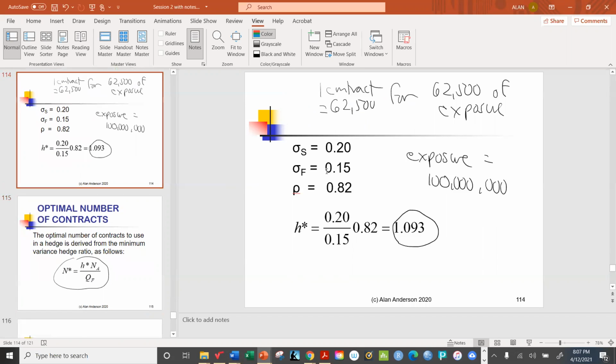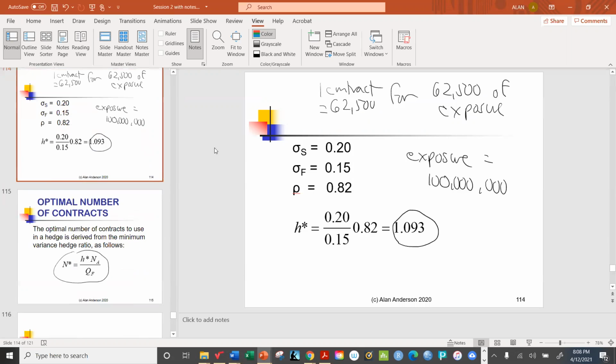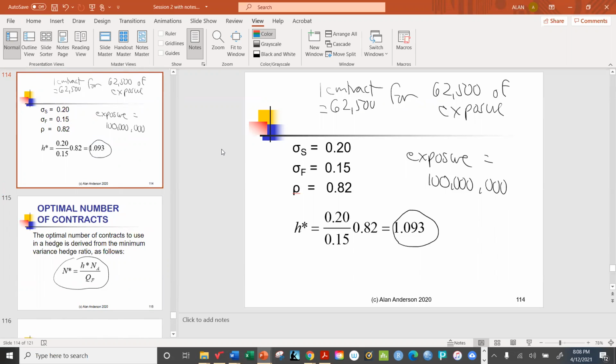So we plug in all the numbers, and the optimal hedge ratio is 1.093. So what does that mean? In other words, what does that tell us? How many contracts are we supposed to actually buy? Yes, the ratio is 1.093, but what does that represent?